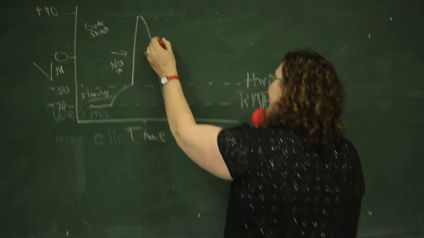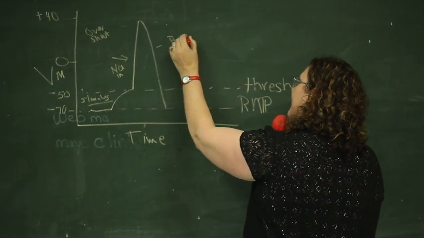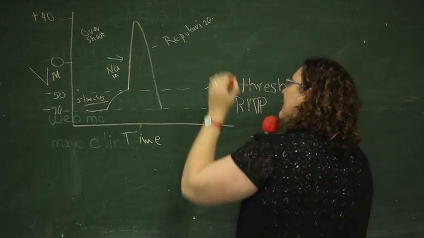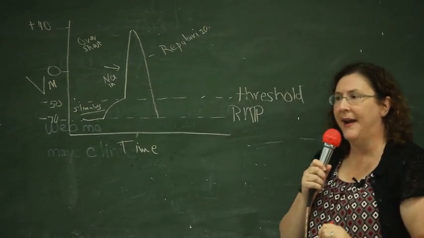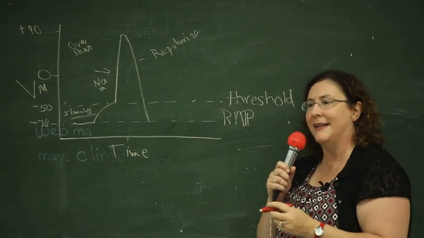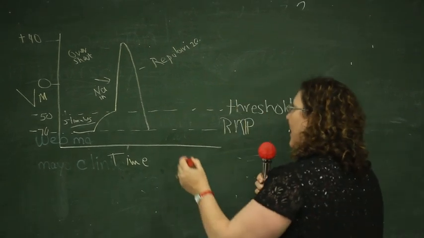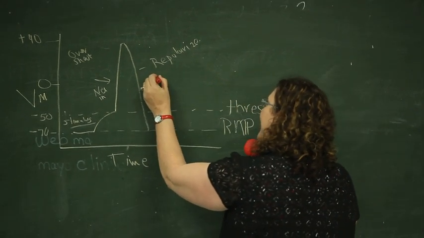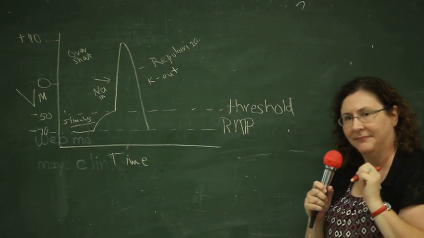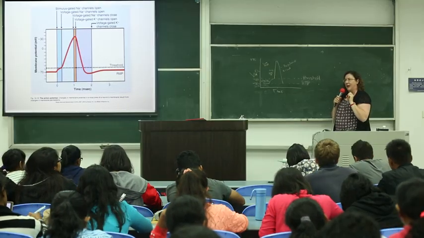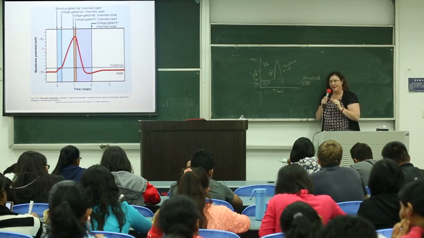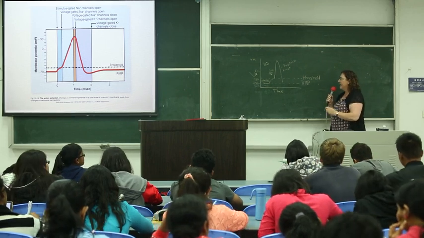Okay? This is repolarize. And the reason you are repolarizing has to do with the fact that you are now letting potassium out of the cell. So this is K out. Potassium goes out of the cell during repolarization.